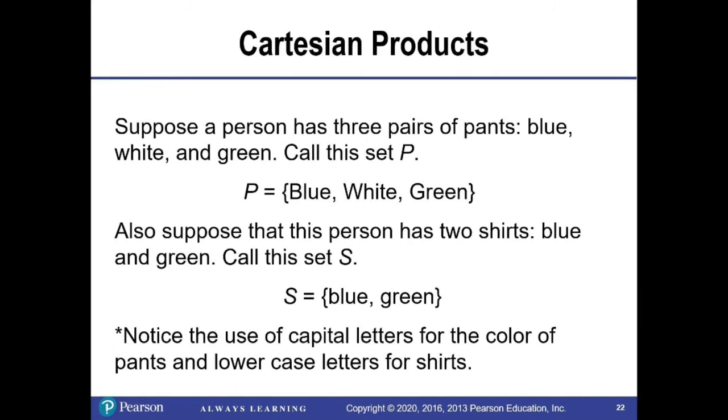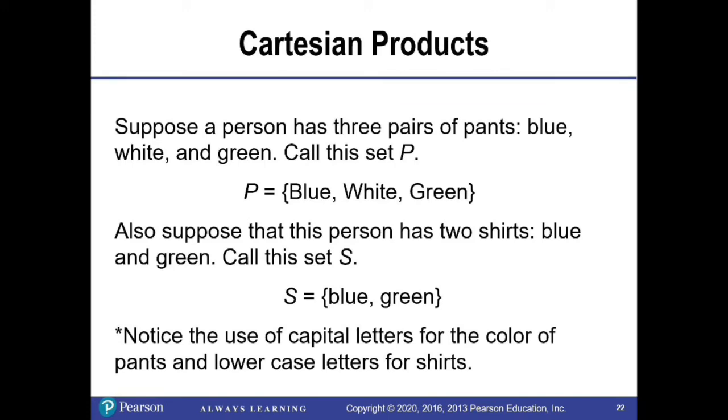So let's suppose a person has 3 pairs of pants, blue, white, and green. Now notice I use capital letters for the pants. And let's suppose that a person has 2 shirts, blue and green. We'll call this set S. And notice that I use lowercase letters for the shirts. This will help me later distinguish between the pants and the shirts when I list the colors.